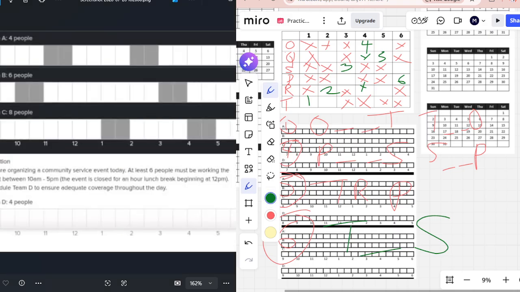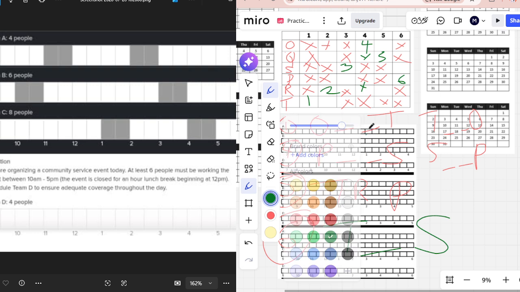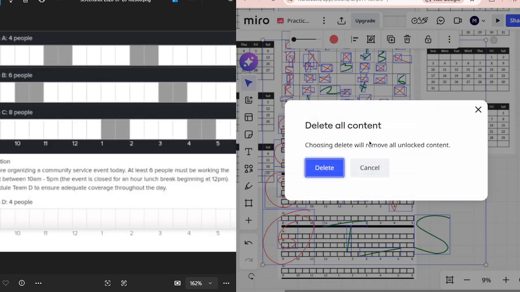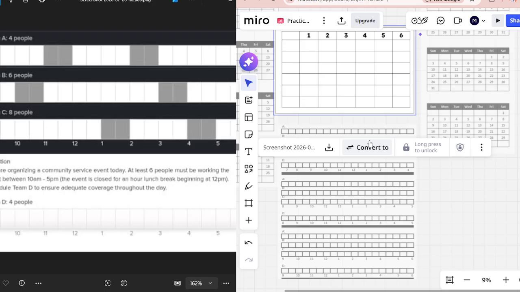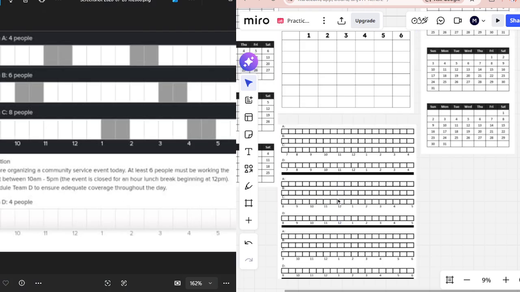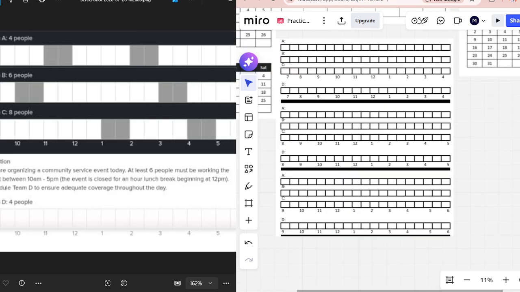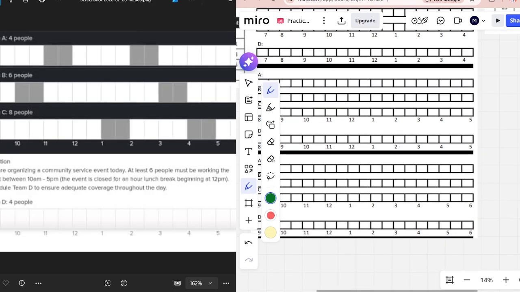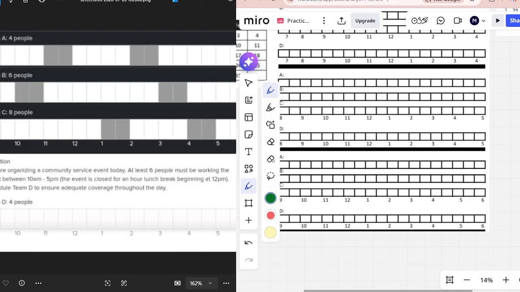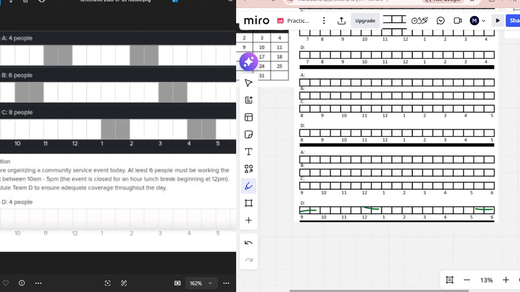Next question. This is the fourth question at this point. The fourth question says that you are organizing a community service event. At least 6 people must be working at all times, and it's from the time 10 to 5. So our business is just 10 to 5. And there is a break from 12 to 1. So 12 to 1 is not our business, 5 to 6 is not our business, and 9 to 10 is not our business.